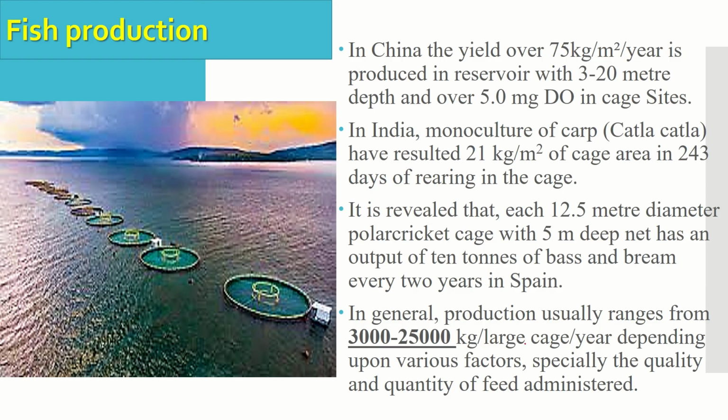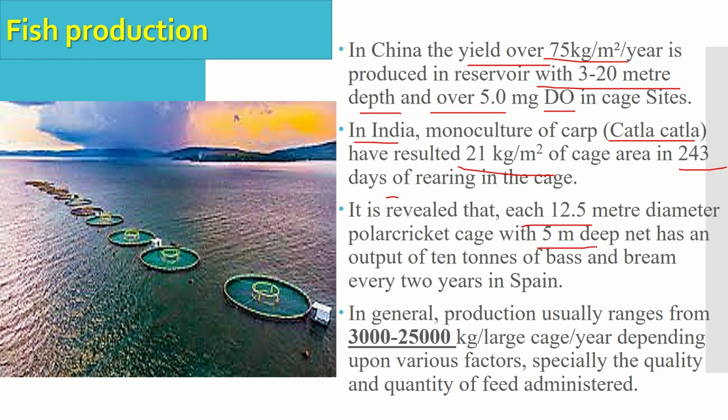By this practice, the Chinese have proved that a yield of over 75 kg per meter square per year is produced in reservoirs with 3 to 20 meter depth and over 5 mg per liter dissolved oxygen in cage sites. While in shallow lakes and channels, the production is much lower. In India, monoculture of carp has resulted in 21 kg per meter square of cage area in 243 days of rearing in the cage.